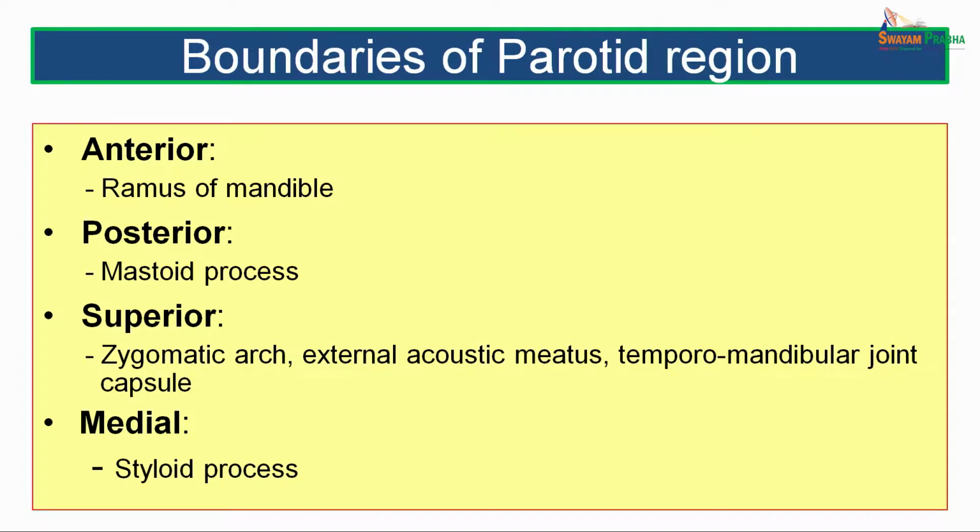Let us see the boundaries of the parotid region. The parotid region anteriorly extends up to the ramus of mandible. Posteriorly, it extends up to the mastoid process. Superiorly, it is limited by the zygomatic arch, the external acoustic meatus and the capsule of the temporomandibular joint, and medially it extends up to the styloid process of the temporal bone.